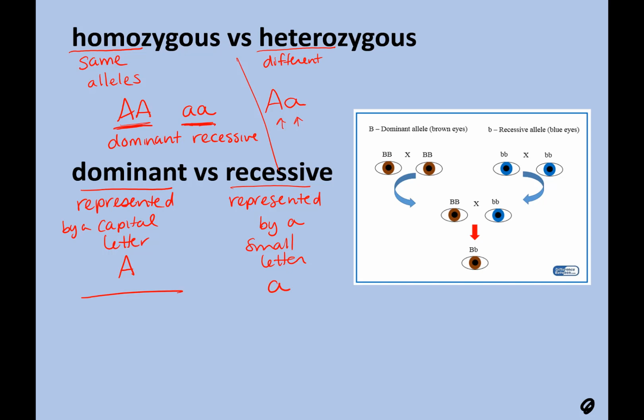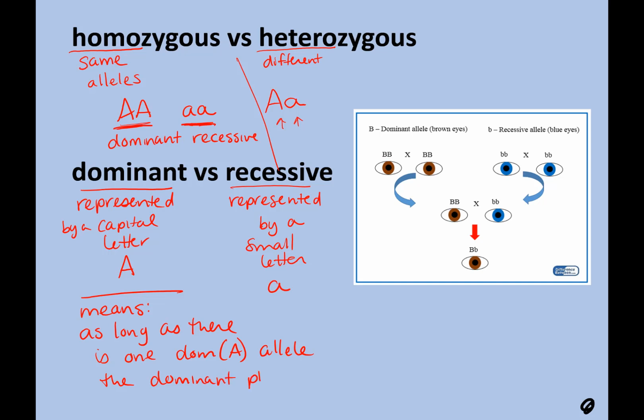Okay. Dominant means that, let's do it this way. As long as there is one dominant, like capital A allele, the dominant phenotype, which we're getting into in a minute, dominant phenotype is seen.